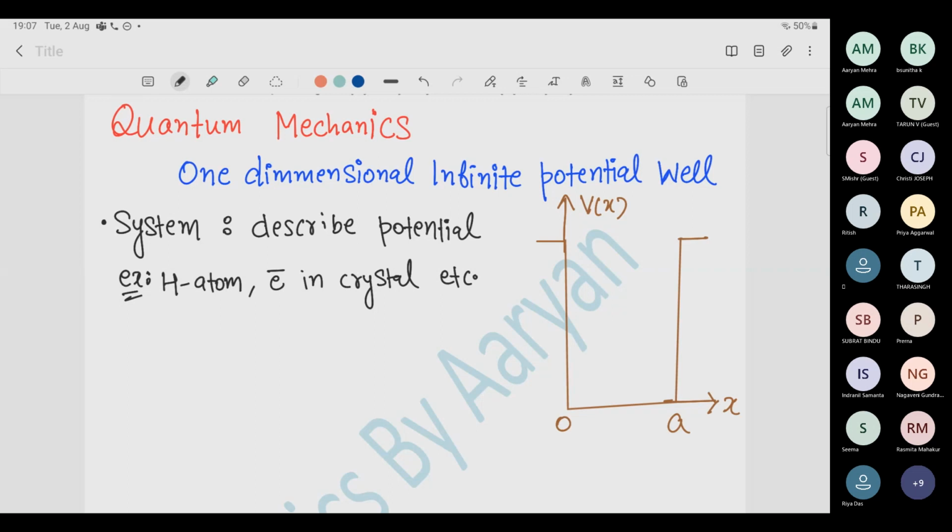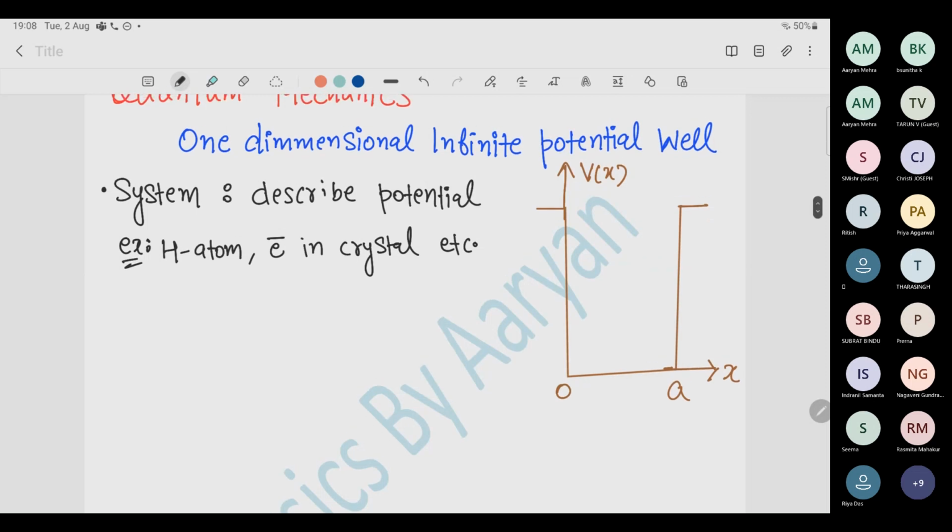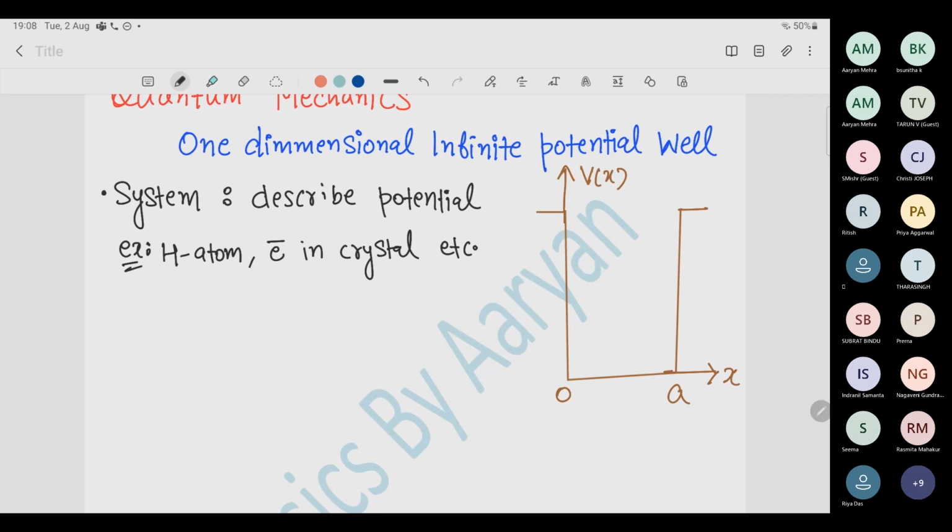So in order to mathematically model the quantum mechanical system, you need to define the potential. Potential means the force which acts on the particles involved, because we know that if you know the potential, you can find the force by a simple formula, F = minus grad V. That is the reason why we need the potential so importantly. So the one-dimensional infinite potential well is a very, very ideal situation of a potential.